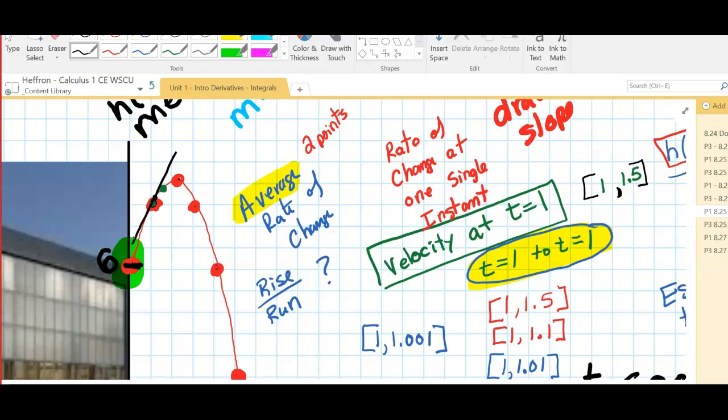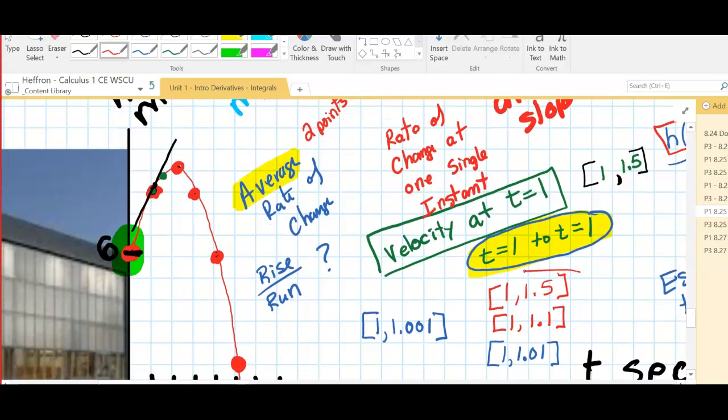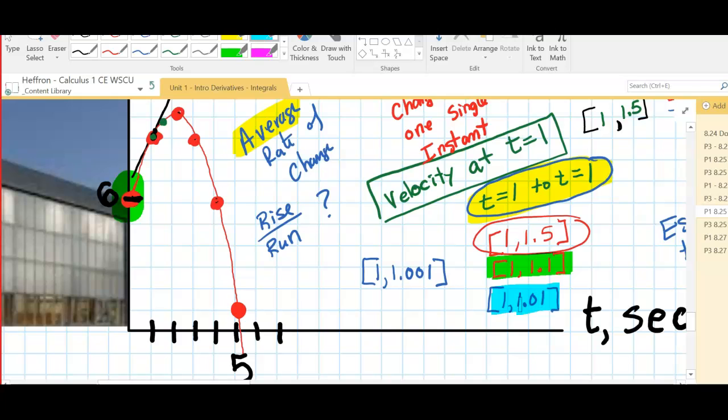And so where we're going to pick up tomorrow is we're going to do some average rates of change. We're going to start far away. Then we're going to get close. Then we're going to get even closer. And finally, we'll get so close that this average rate of change is almost equal to the instantaneous rate of change. That's where we're going to pick up tomorrow.